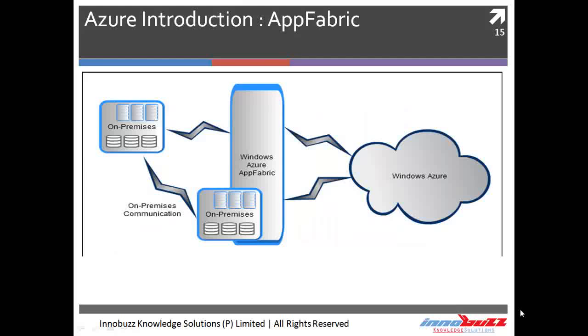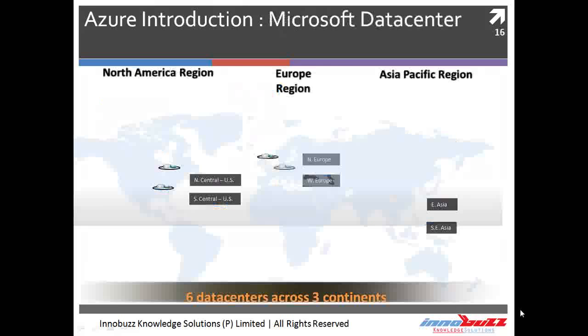Now we have the application fabric, or the app fabric, which connects all on-premises and cloud all together and makes all the communication which is required for the application to run and make the client and the vendor happy.